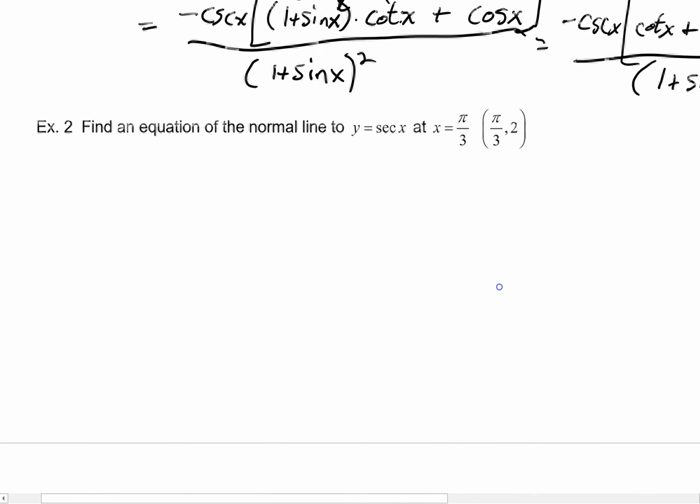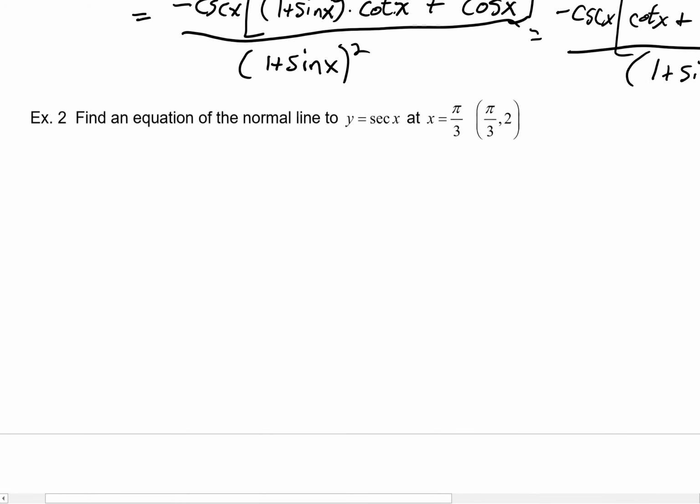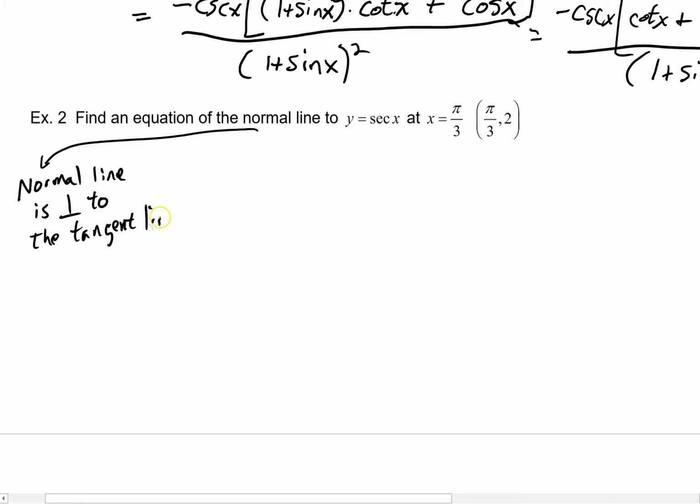And this one, for example 2, we want to get the equation of the normal line. Now, please do remember that the normal line is perpendicular to the tangent line. Hopefully you learned that in AMA. If not, know it now. The normal line is perpendicular to the tangent line. You draw that at the same point of tangency, at pi over 3 comma 2 in this problem.